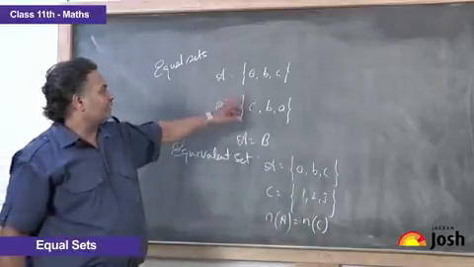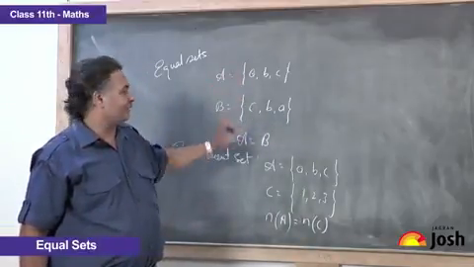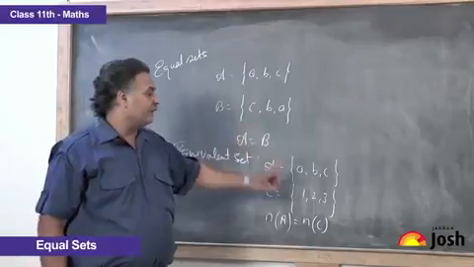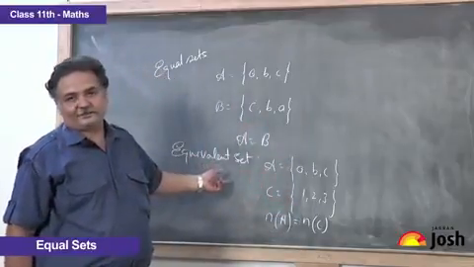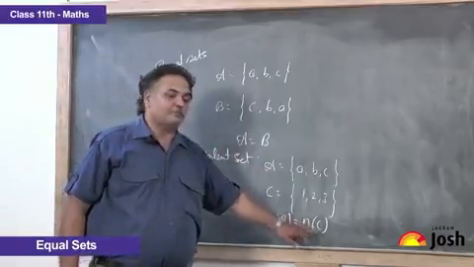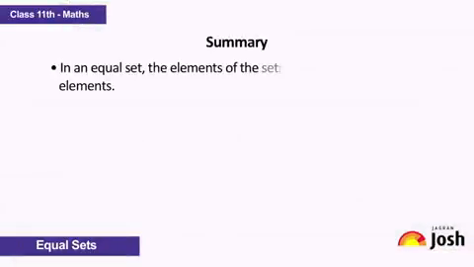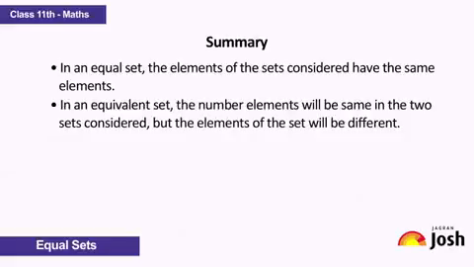So when two sets have the same elements, we will say the sets are equal. If they have the same number of elements, we will say the sets are equivalent sets and their cardinal numbers would be equal. In an equal set, the sets considered have the same elements. In an equivalent set, the number of elements will be the same in the two sets considered, but the elements of the sets will be different.